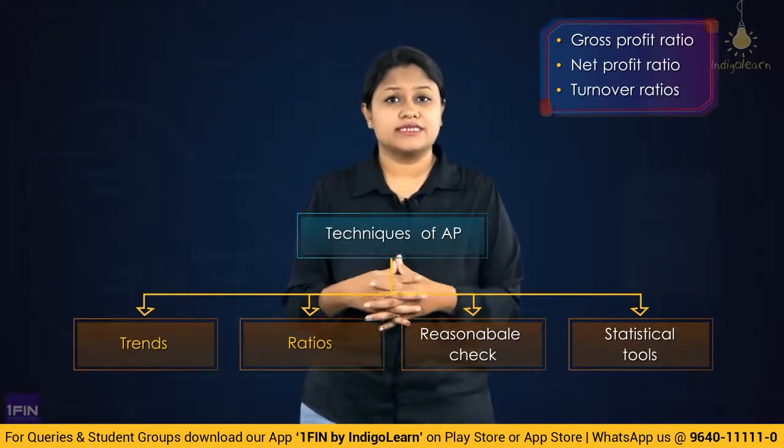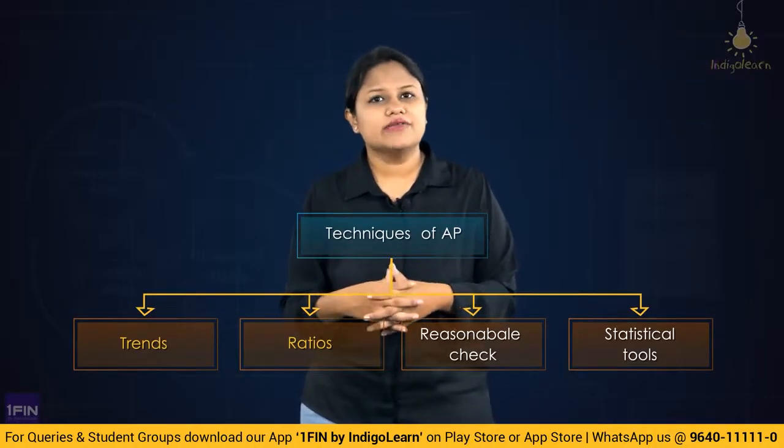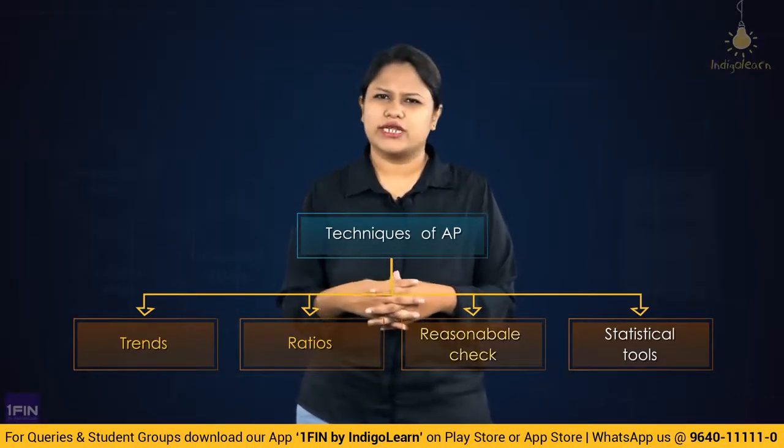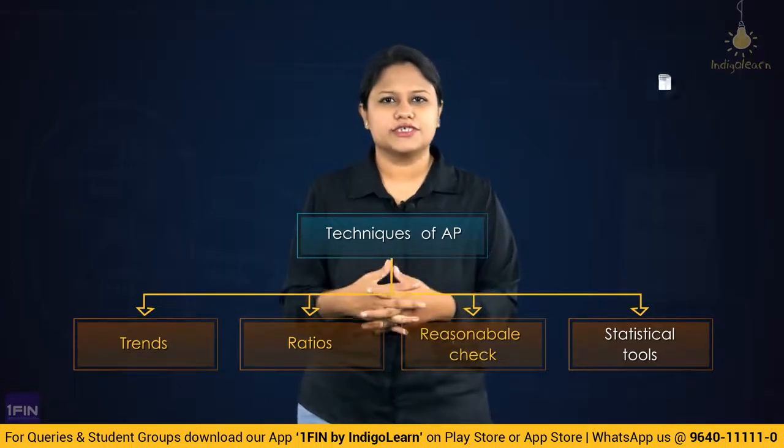Because ratios have to be reasonable enough, it should be satisfactory to the auditor. Third, we talk about the reasonableness check. Very simple to understand. Your comparison will be done with the current year figures itself.